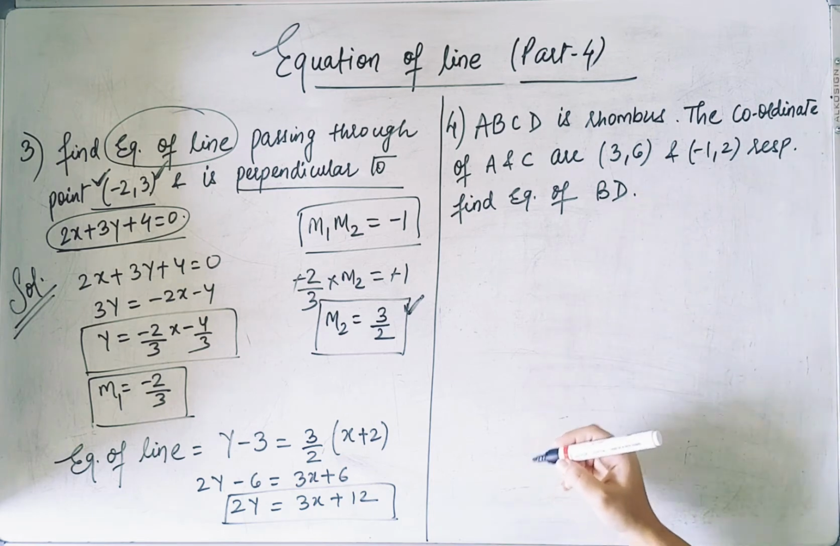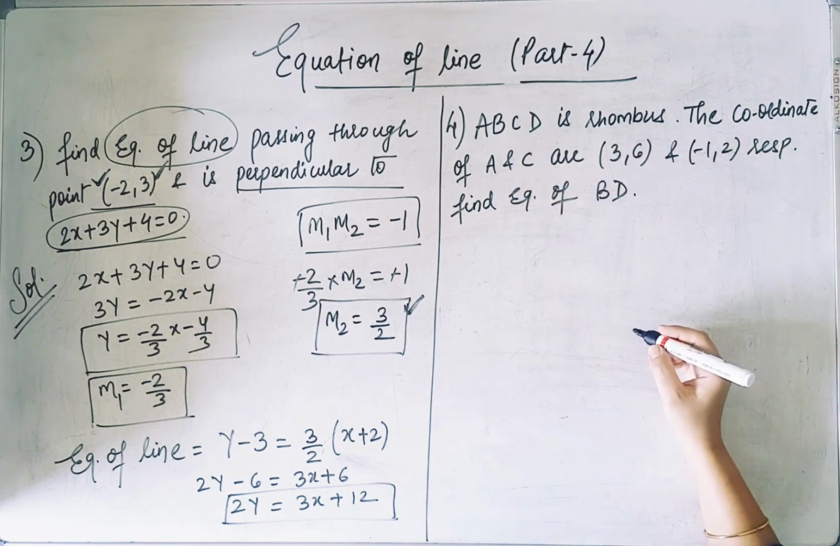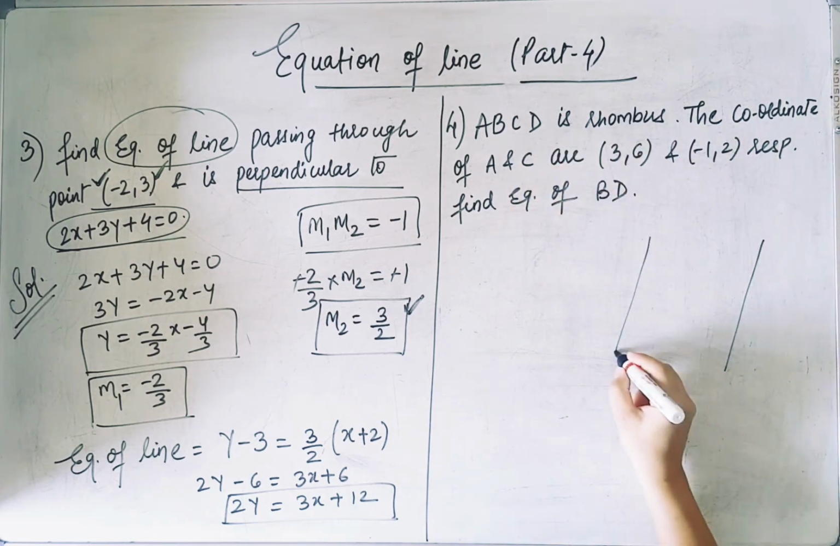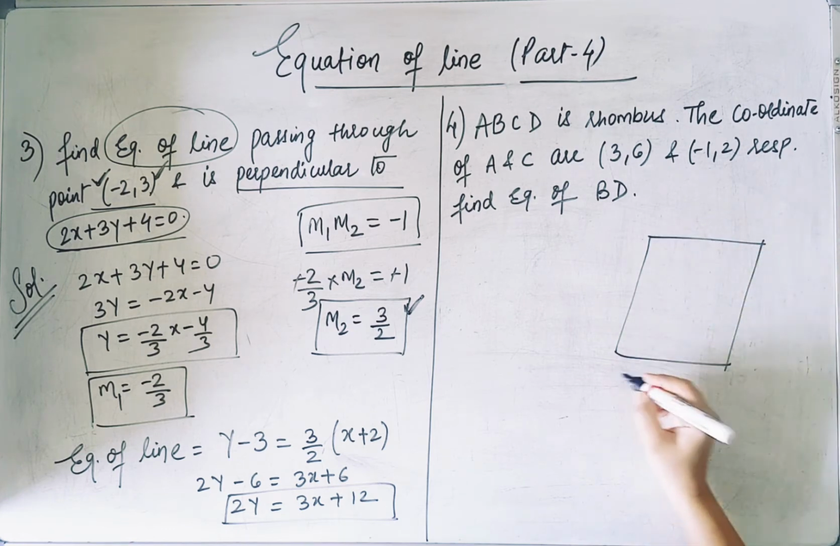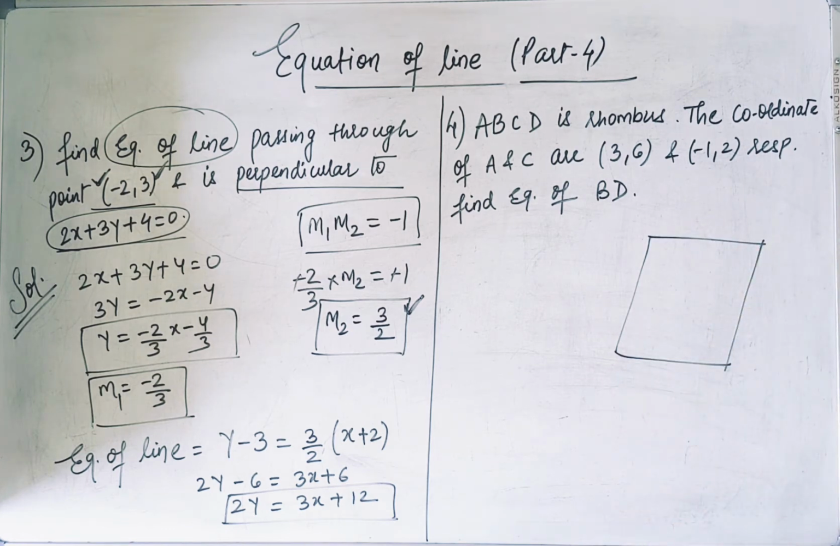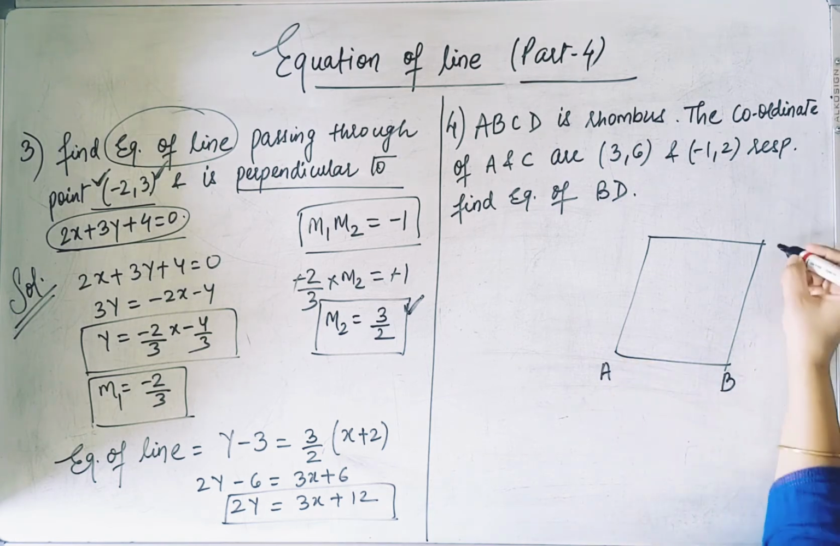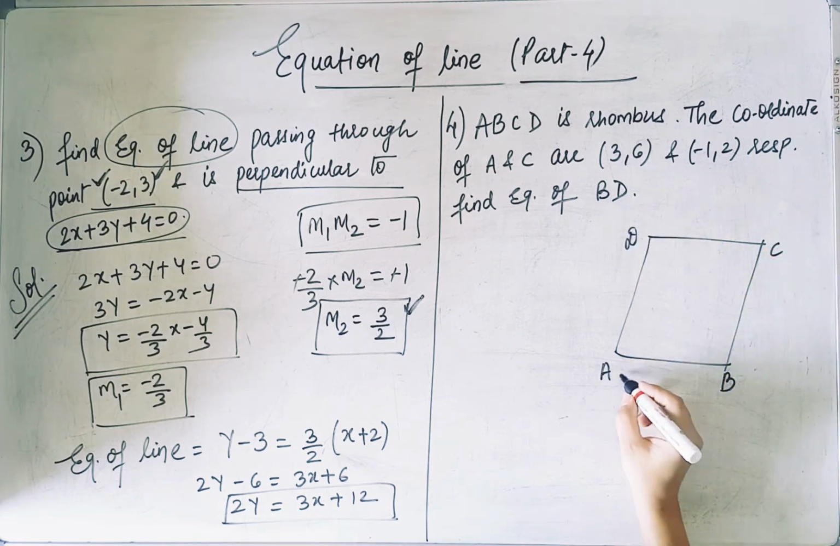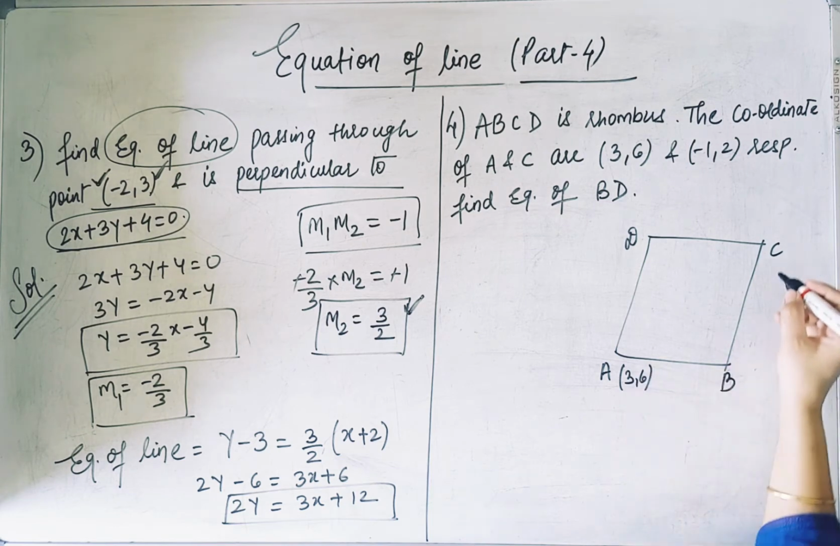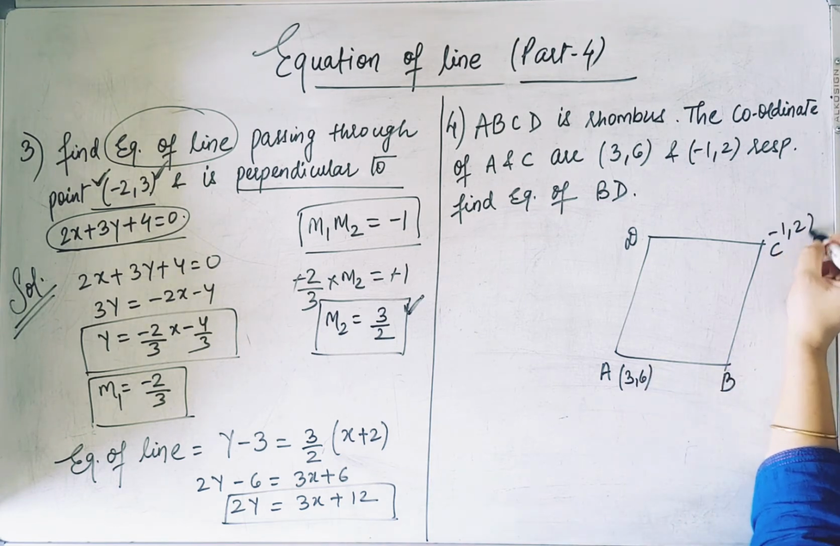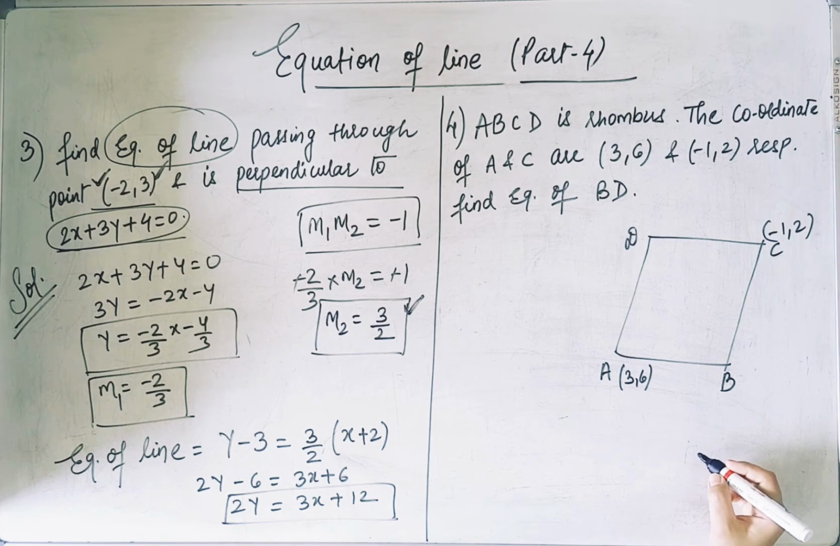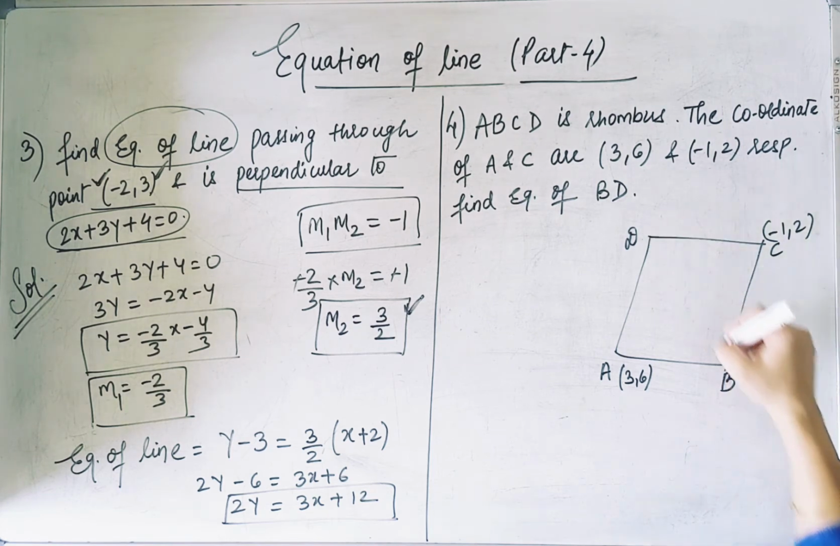Now the next question. See, ABCD is a rhombus. What is given to us? ABCD is a rhombus, and the coordinates of A and C are given. The coordinate of A is (3, 6) and the coordinate of C is (minus 1, 2). We have to find the equation of BD.